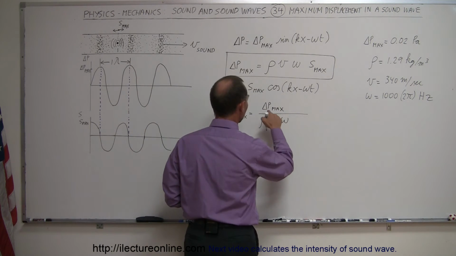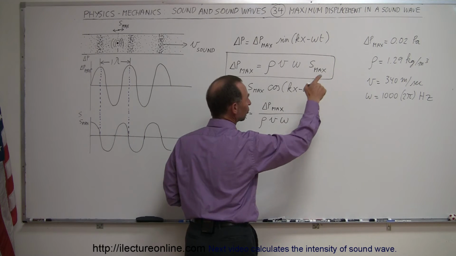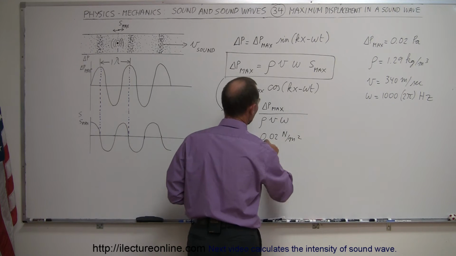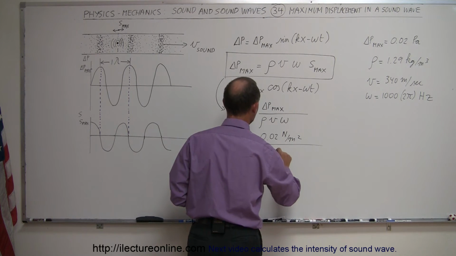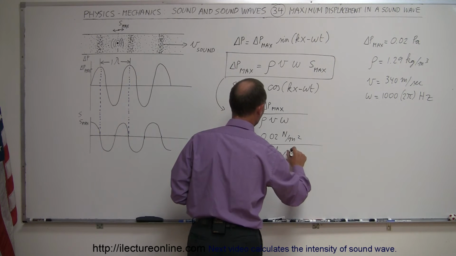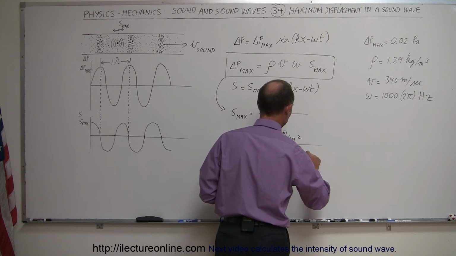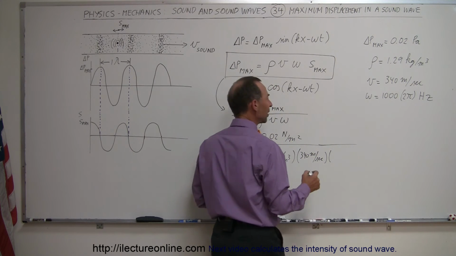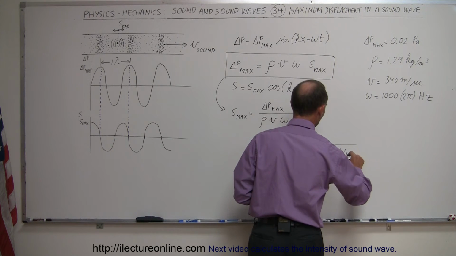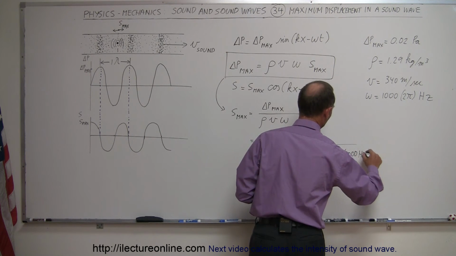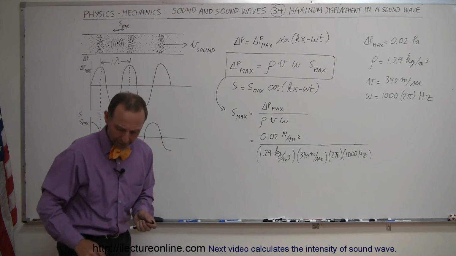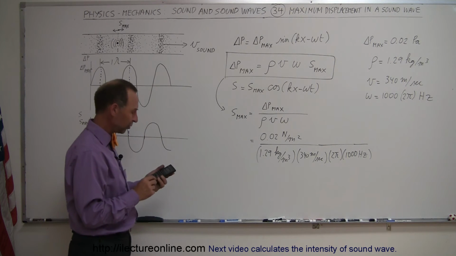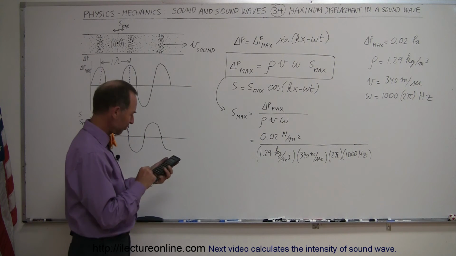All right, so the maximum change in pressure is 0.02 newtons per square meter. We divide by the density of air, 1.29 kilograms per cubic meter. Multiply times the velocity, the speed of sound in air, 340 meters per second. And finally, we multiply that times the angular frequency, which would be 2 pi times 1,000 hertz. Hertz, of course, is once per second. All right, 1,000 hertz is a typical frequency that you hear in human voice when we do singing. So I'm not going to sing for you though, wouldn't sound very good.